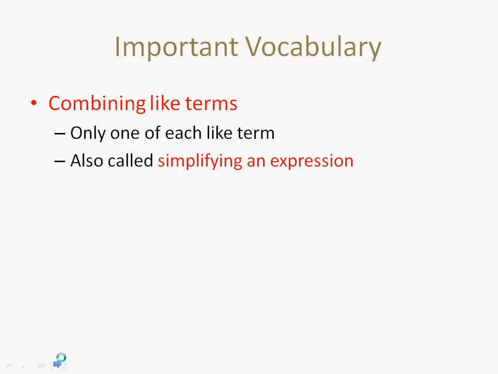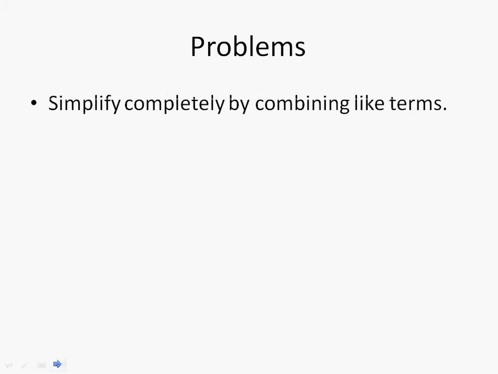When you put terms together that are like terms, this is called combining like terms. When you combine like terms, your goal is to get only one of each like term. So only one constant, only one x, only one x squared, only one y, etc., etc. And you'll also hear this called simplifying an expression. Okay, so let's do some problems. We're going to simplify completely by combining like terms.